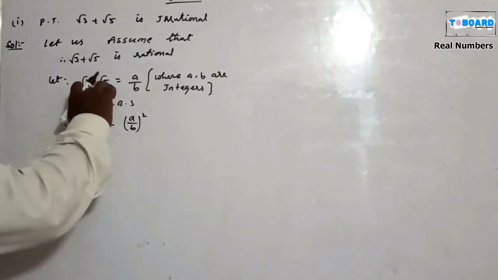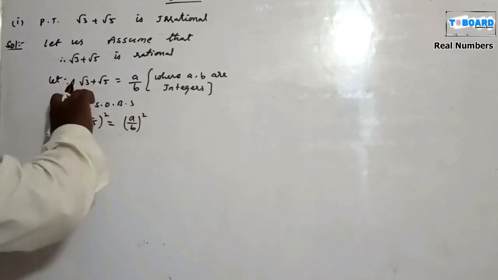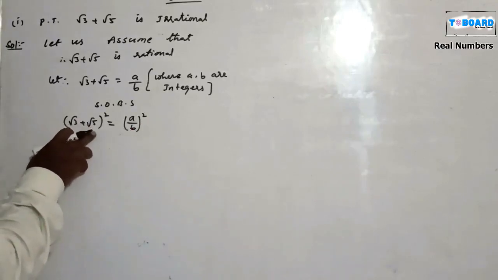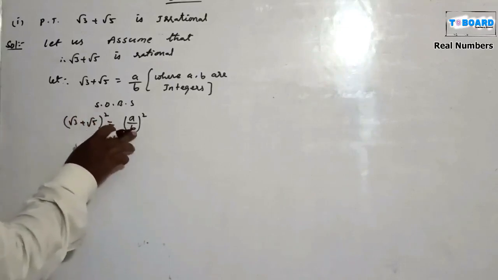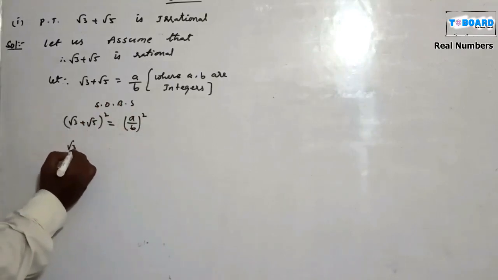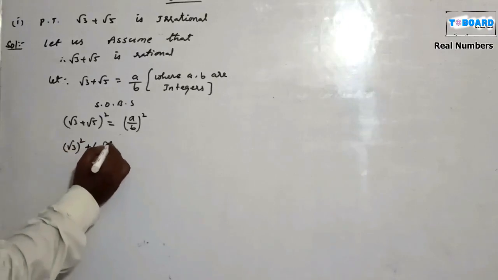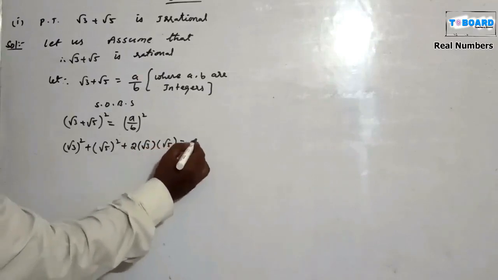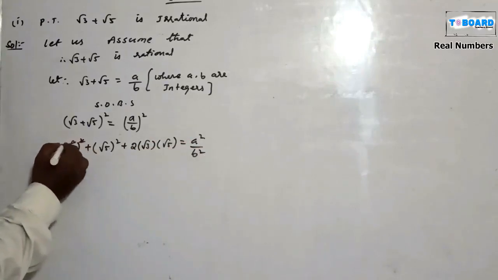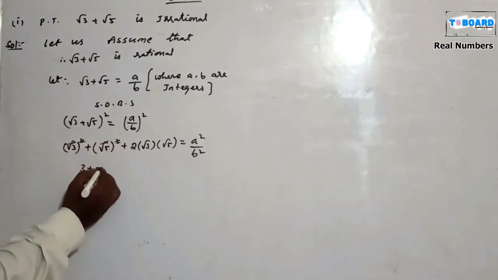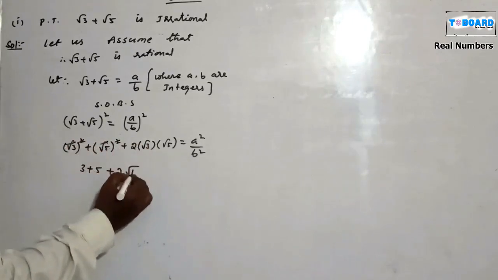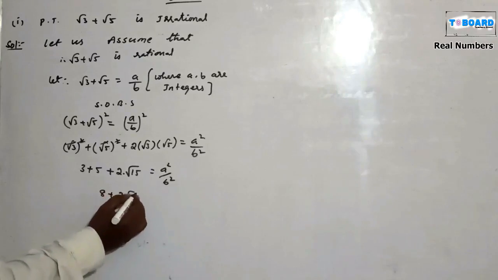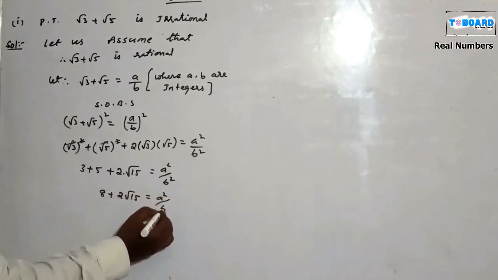Suppose another method, root 5 changes and squaring on both sides. Otherwise, root 3 changes and squaring on both sides. There are 3 methods, this is the easy method. Root 3 plus root 5 whole square equals a by b whole square. (a plus b) whole square formula: a square plus b square plus 2ab, 2 into root 3 into root 5 equals a square by b square. Square root 2 cancel. 3 plus 5 plus 2 into root 3 into 5, root 15, equals a square by b square. 8 plus 2 into root 15 equals a square by b square.